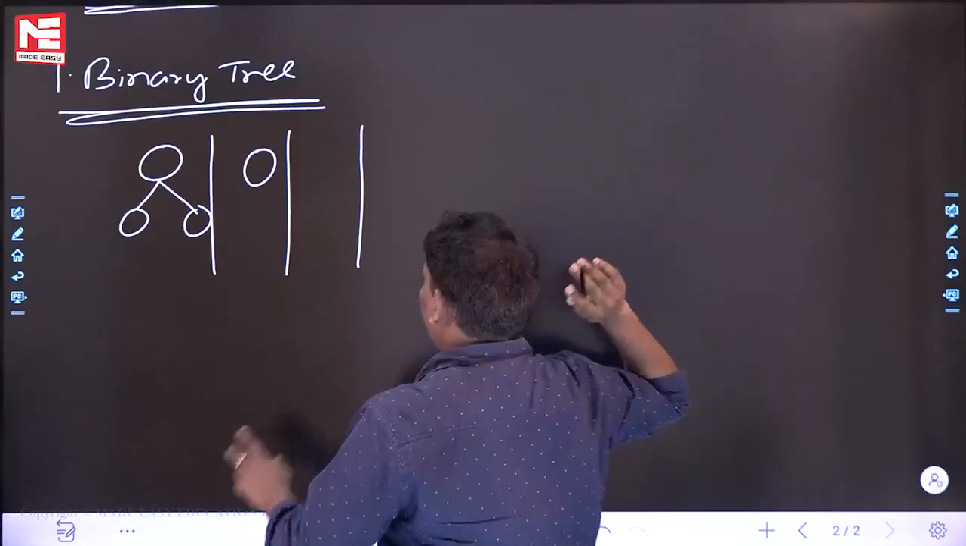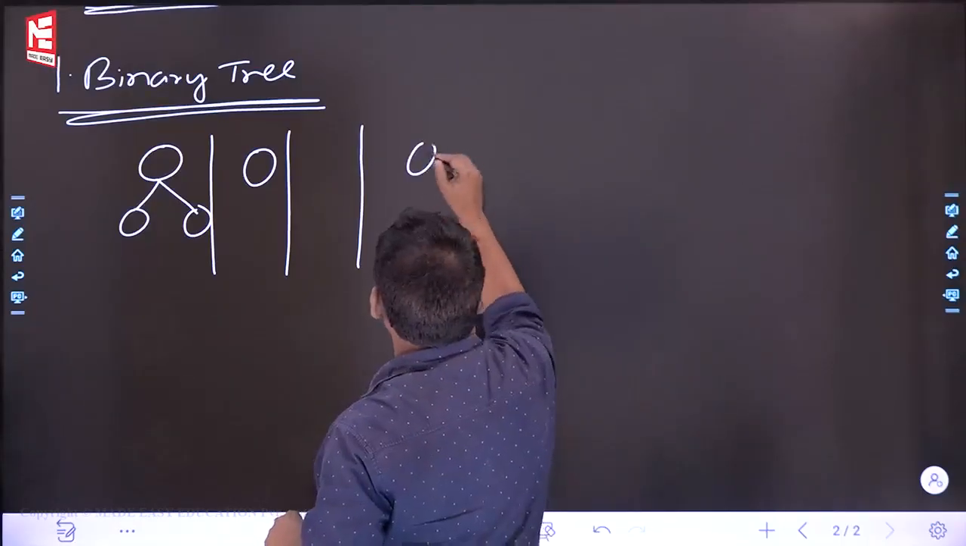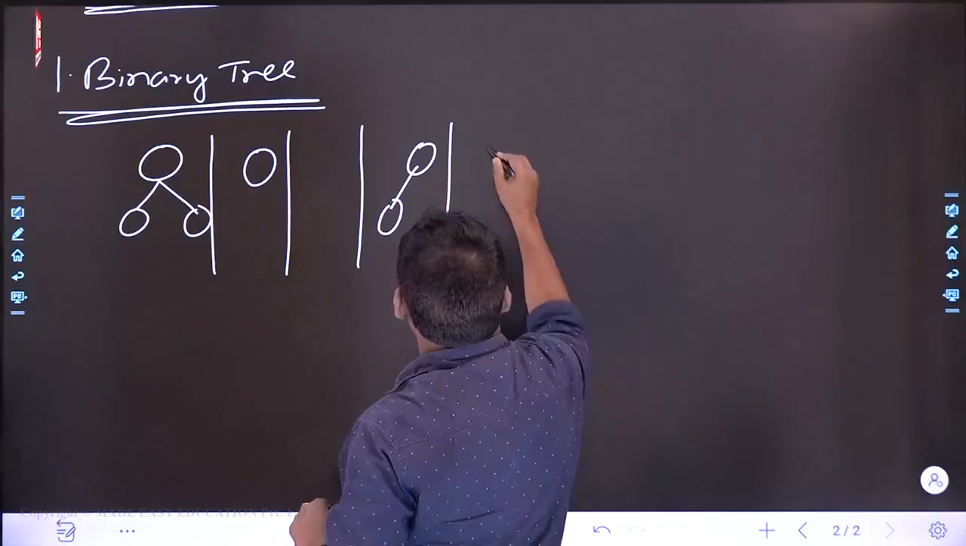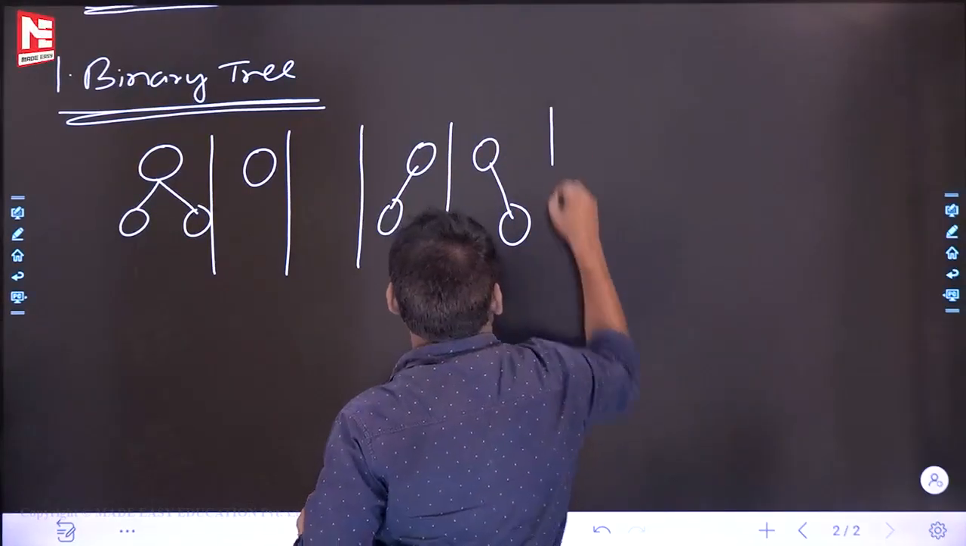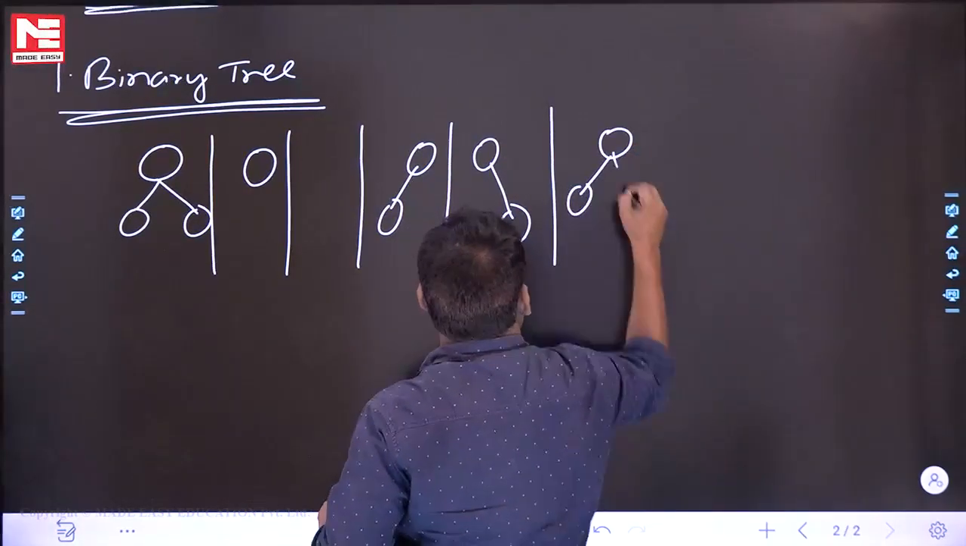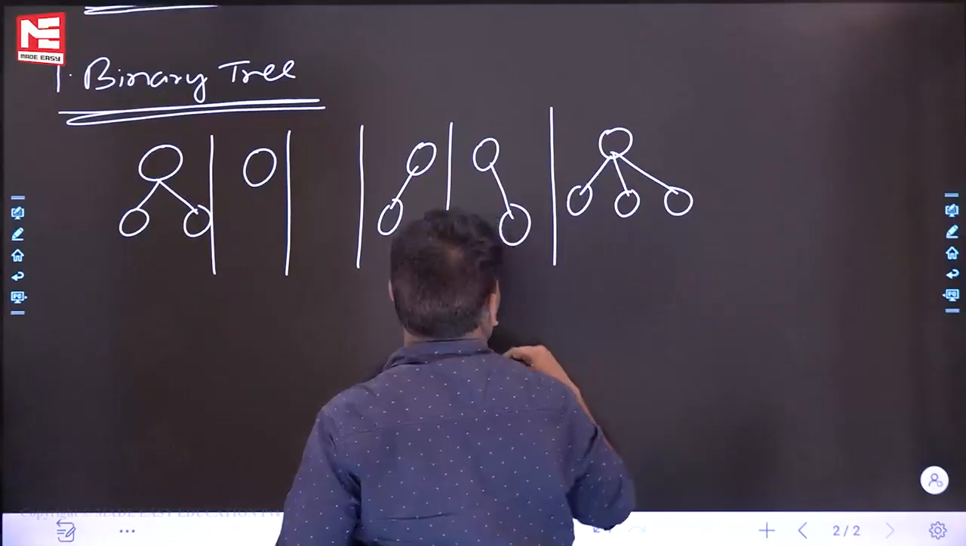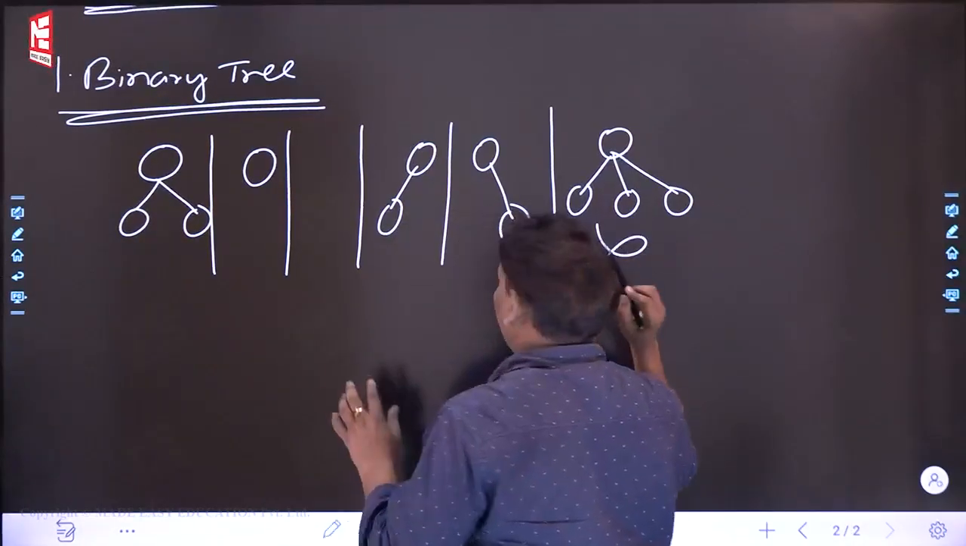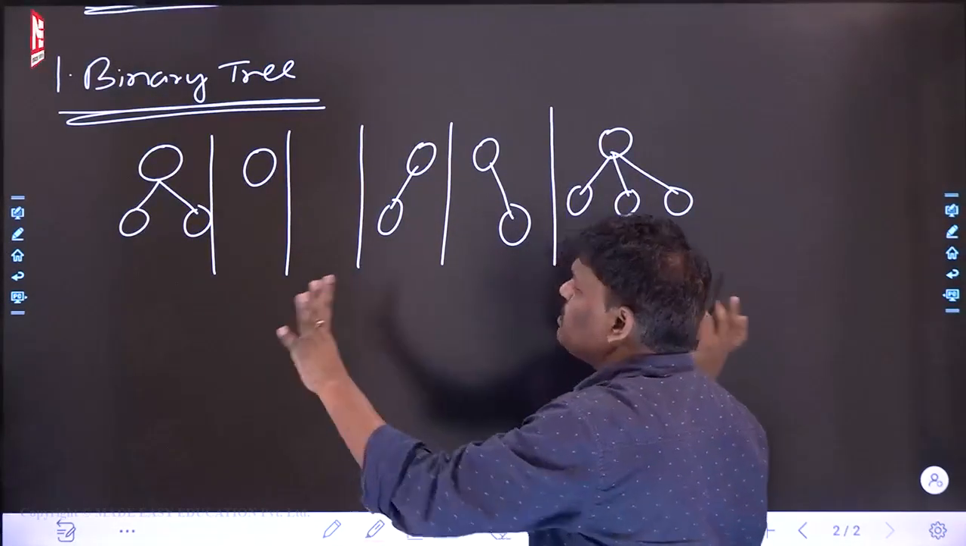That's fine. Next one, let's see this also. It is also a binary tree. But one thing: this one is not a binary tree. What is the reason? More than 2 children are there. It is not a binary tree. You know this very well; only for namesake I said.